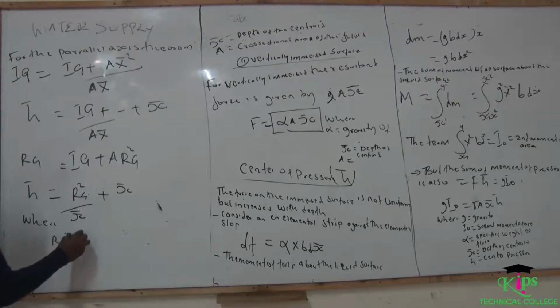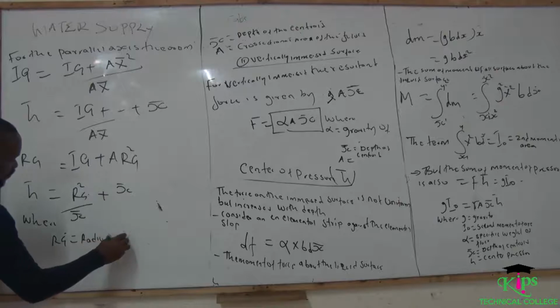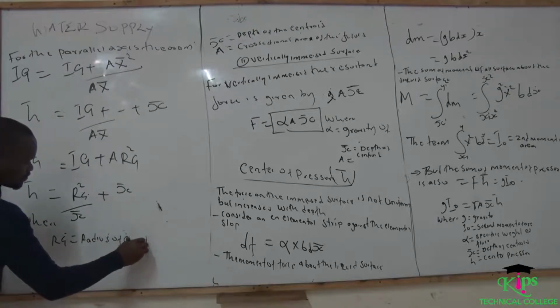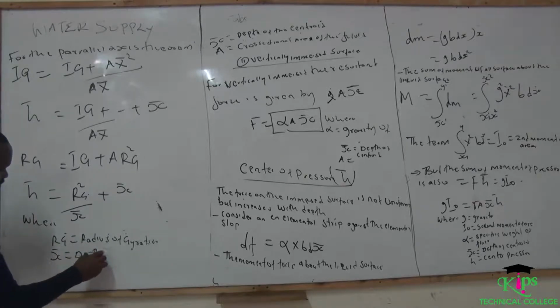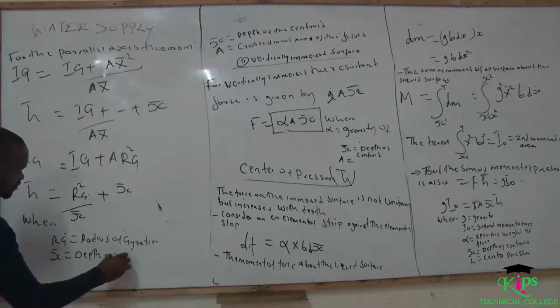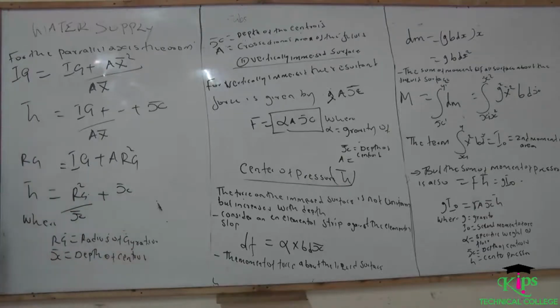Where Rg squared is equal to the radius of gyration squared, and x bar is equal to the depth of the centroid. So that's how we can calculate it.